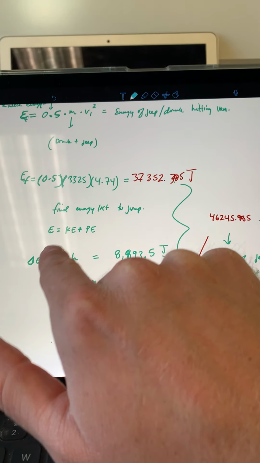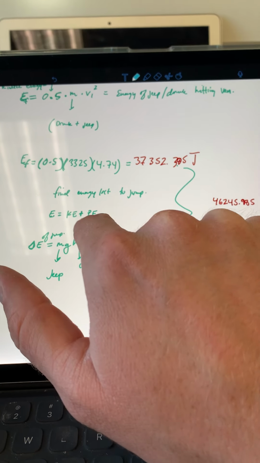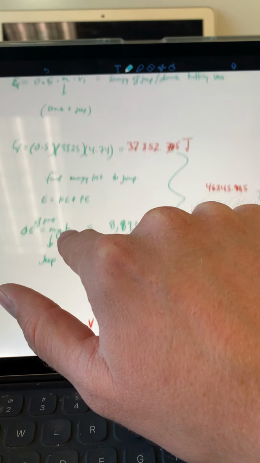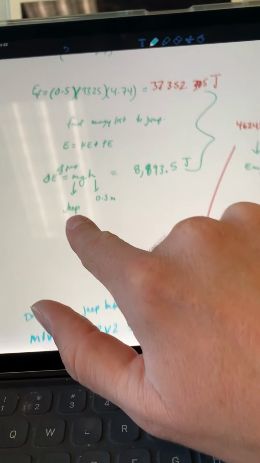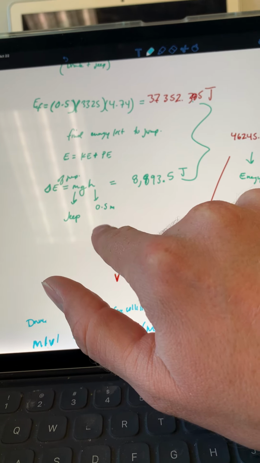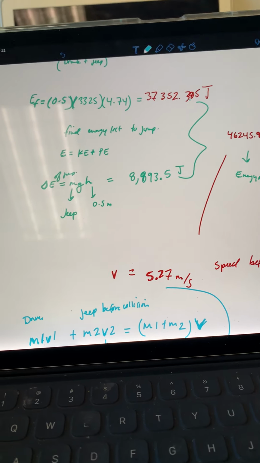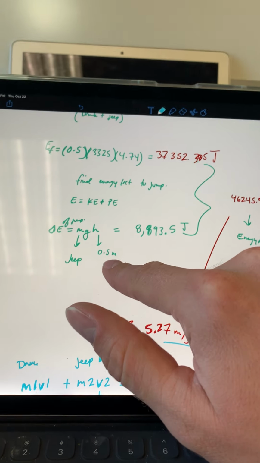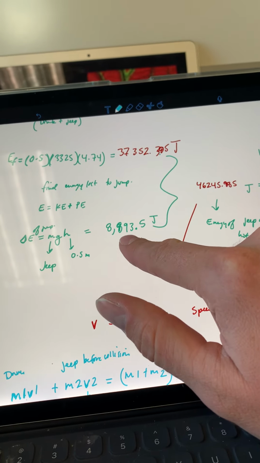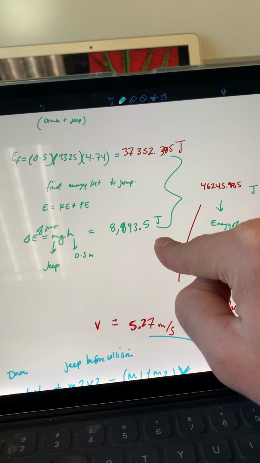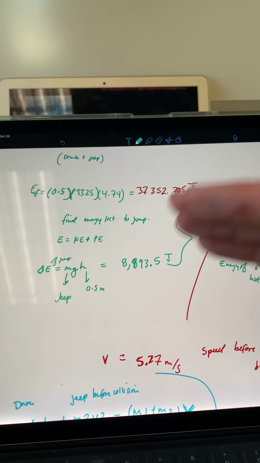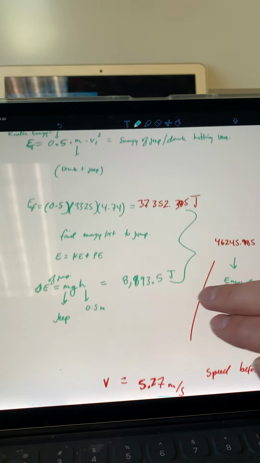So we know that the energy has to be equal to the kinetic energy and the potential energy. Well, we know the kinetic energy here, and we're going to find this, right? So delta E in this case is going to be equal to the mass times the gravity times the height. And so this is our potential energy. It's going to be the mass of the Jeep times gravity times the height. We know it went 0.5 meters. So we have 8,893.5 joules. That's our energy there. So we have to sum those because that was the energy before we lost this energy to the jump, right?